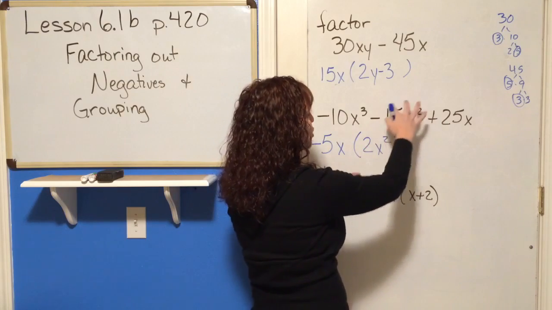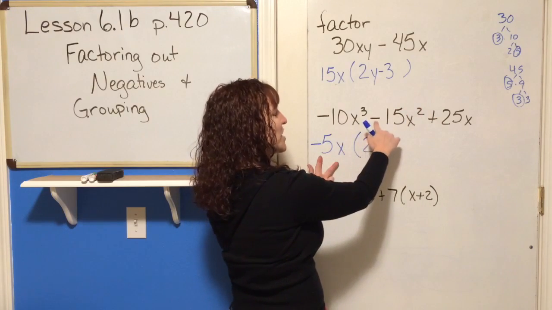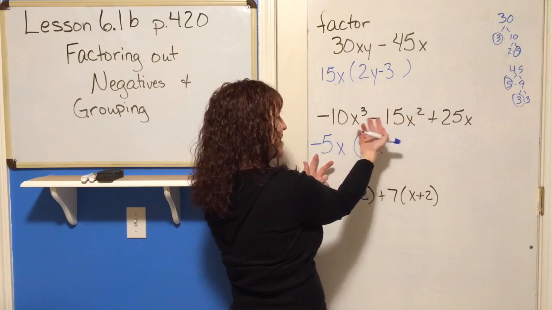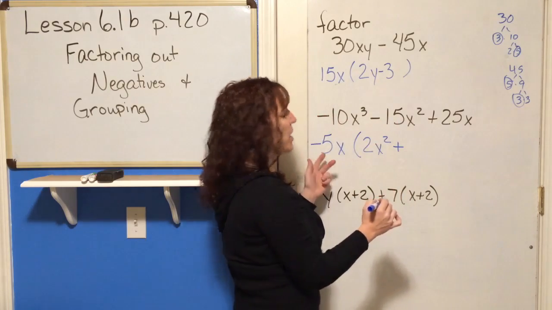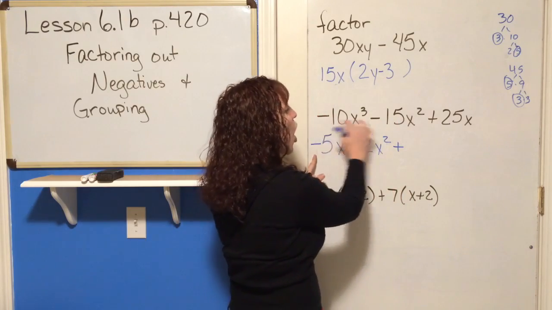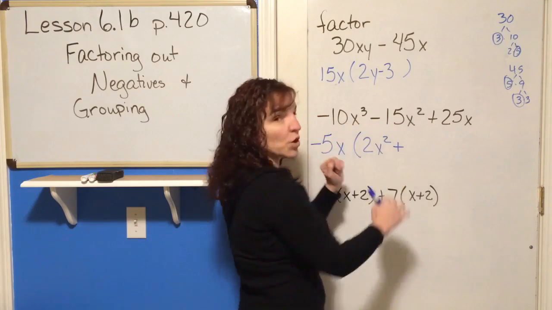Now, for the next term, we've also pulled out a negative 5. So this was negative. If we pull out a negative 5, it now becomes positive. Okay? So if you pull out a negative, all of your signs inside the parentheses are going to be opposite of what they started out as.